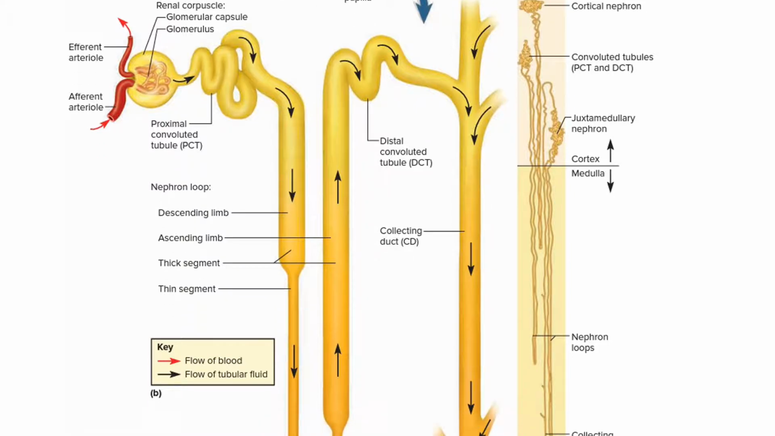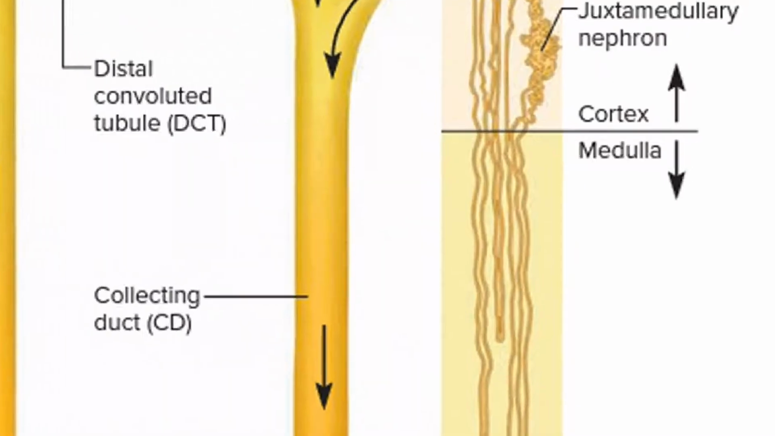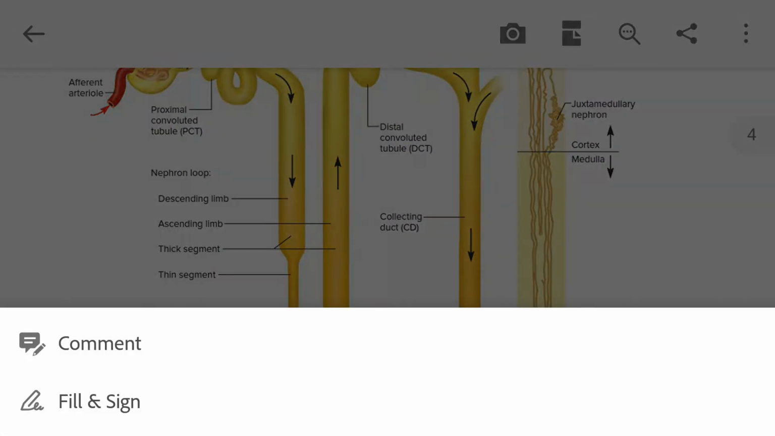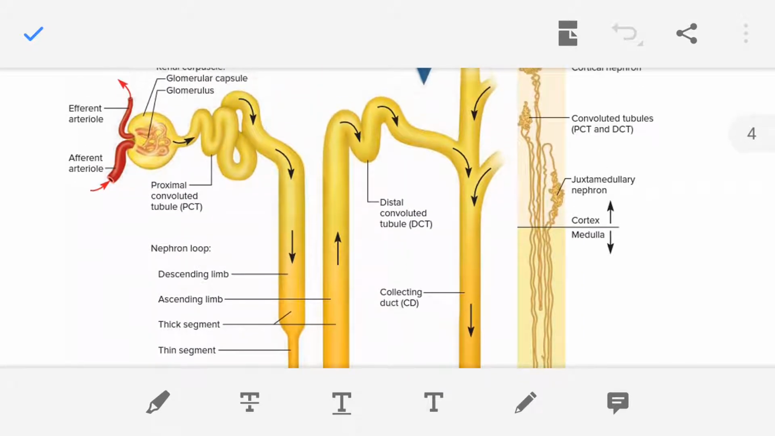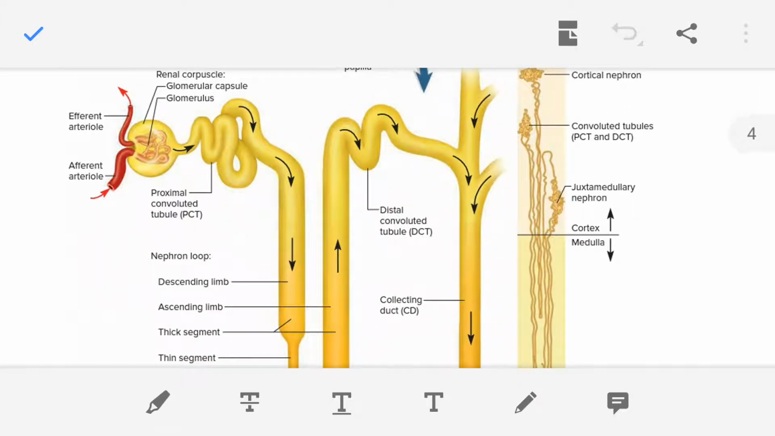This one. And here you see cortex and medulla is written. So let me draw a line. Here, okay, so we can understand that all these structures, renal corpuscle, PCT, DCT, they are present in the cortex, and the loop of Henle is present in the medulla. Okay.